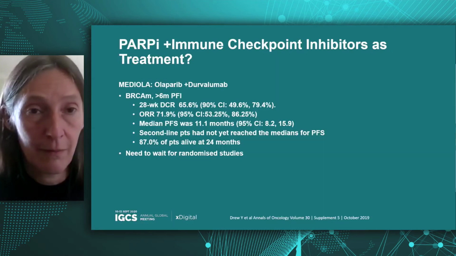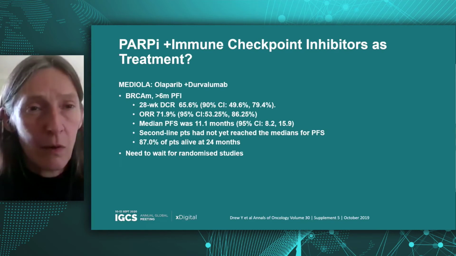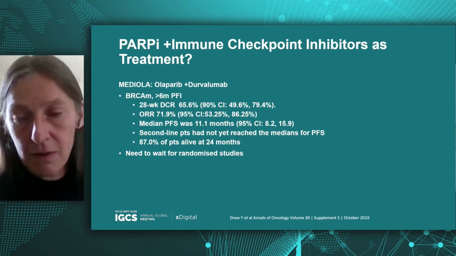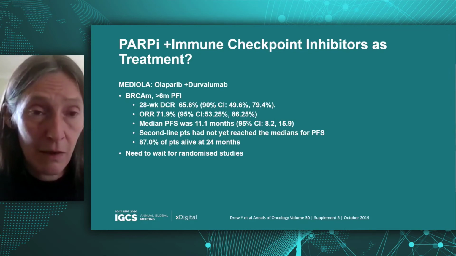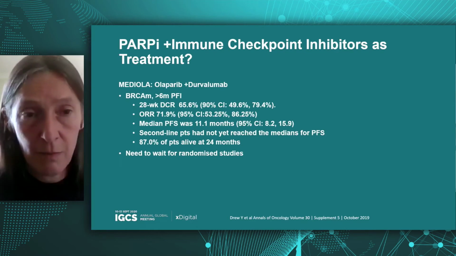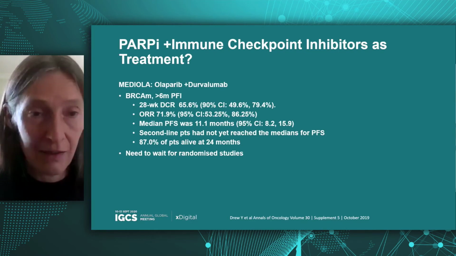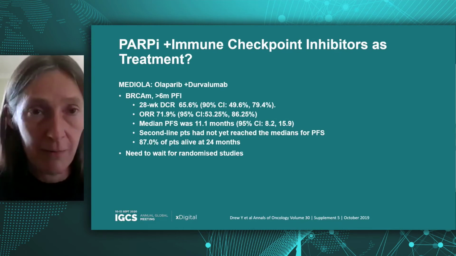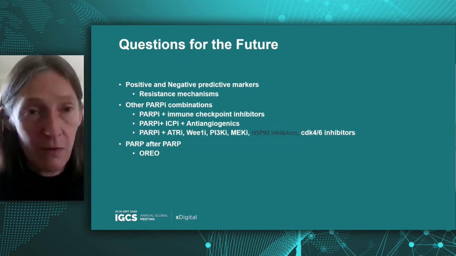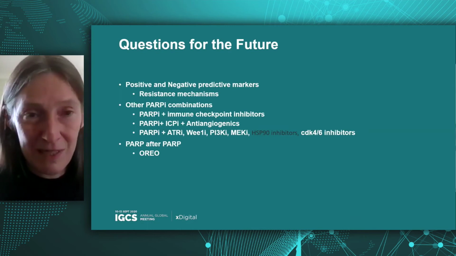after a response. So just very quickly, what about the immune checkpoint inhibitors? The MEDIOLA study was obviously an interesting study. It was a single-arm study. It showed what looked like impressive results in BRCA mutant patients, but we know olaparib is a good drug on its own there. So really, we need to wait for the randomized studies, although this is obviously an exciting area. So questions for the future, we desperately need, we've already said it, we need it in the bevacizumab.